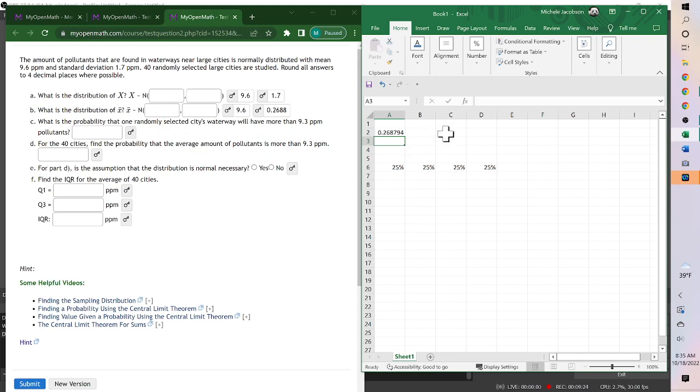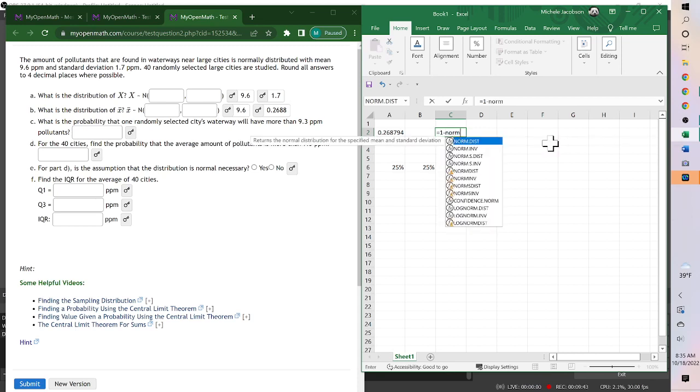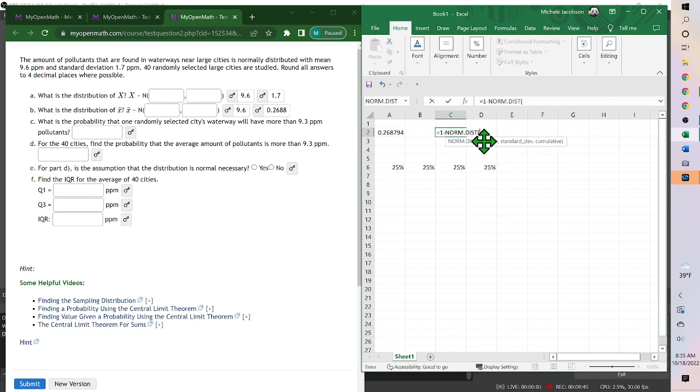What is the probability one randomly selected city's waterways is more than 9.3? Okay. When we find the percent, it's giving us less than, so we could take 1 minus our answer because we're going to get below, we want above, so you want to take 1 minus it. Norm distribution, the x value was 9.3, comma, the mean was 9.6. And the standard deviation, this was not the sample, so we used the 1.7. and the area under the curve.